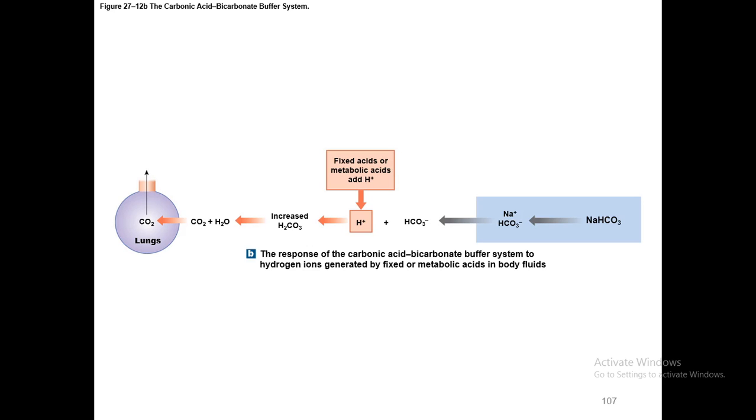So here we'll start with the sodium bicarbonate, releasing the bicarbonate ions, bicarbonate ion plus the hydrogen ion. So hydrogen ions coming from acids, fixed acids or metabolic acids, add hydrogen ions. When the two come together, this carbonic acid is going to increase, and then when it goes to the lungs, the carbonic acid is going to release the carbon dioxide to the lungs so that it can be breathed out.